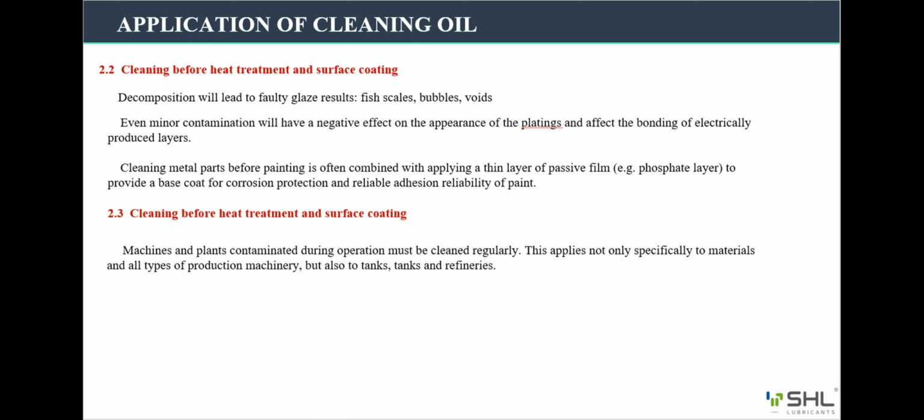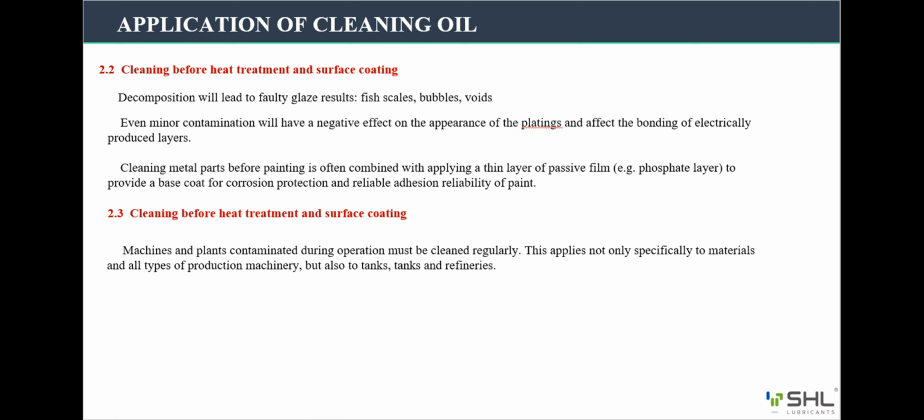Even minor contamination will have a negative effect on the appearance of the platings and affect the bonding of electrically produced layers. Cleaning metal parts before painting is often combined with applying a thin layer of passive film, such as phosphate layer, to provide a base coat for corrosion protection and reliable adhesion of paint.